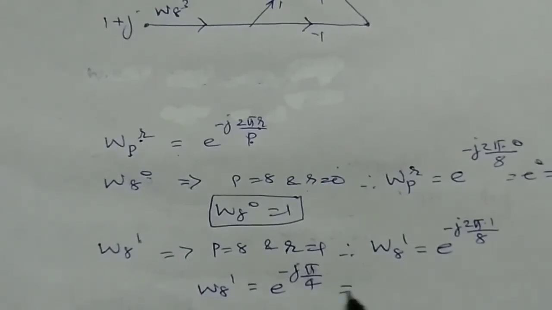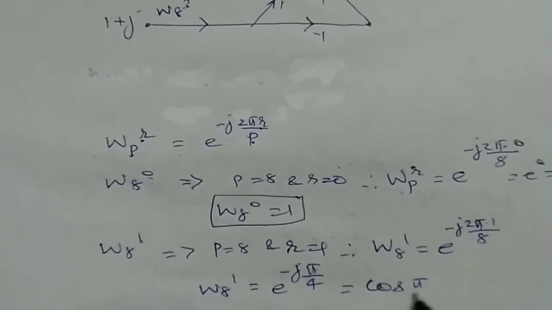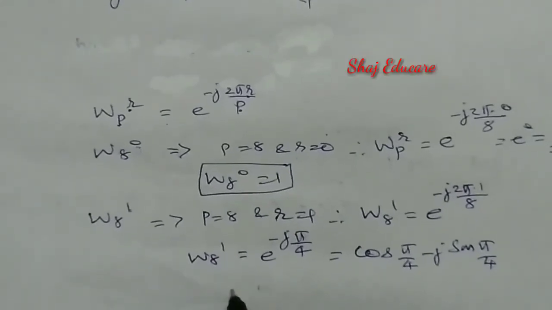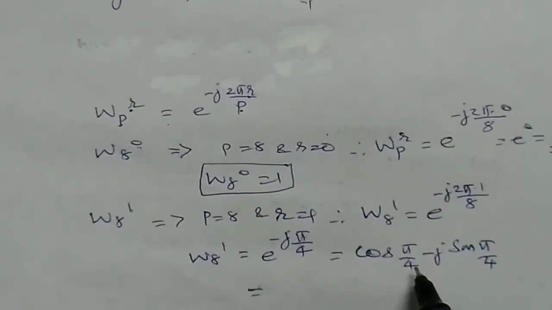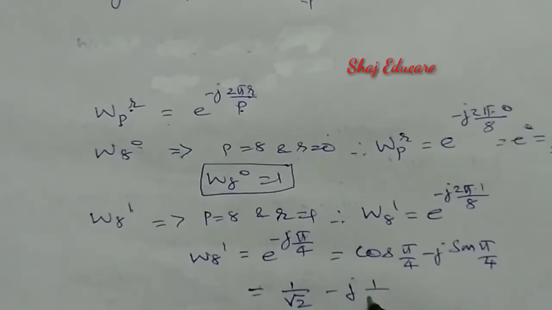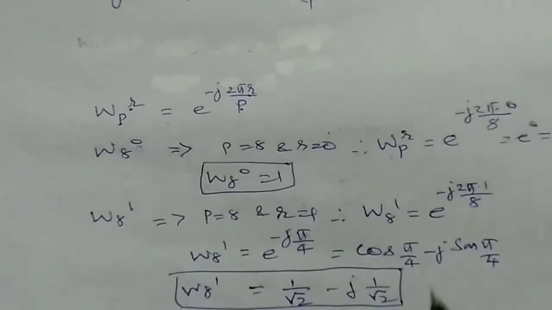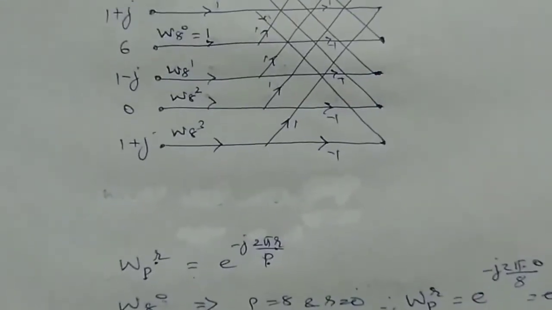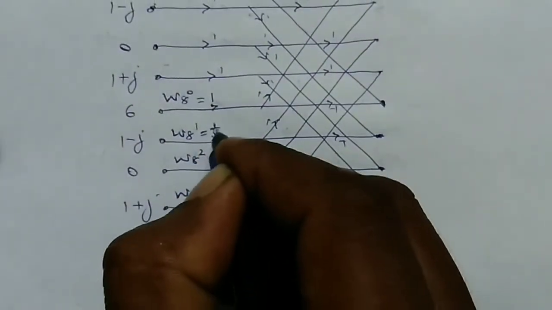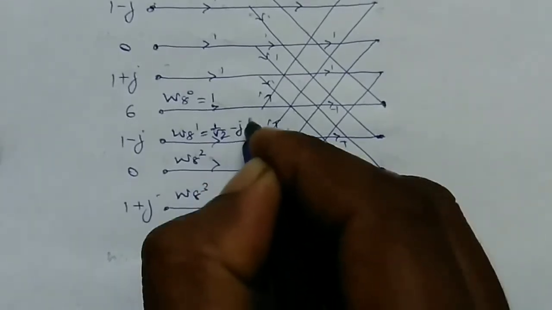hence I'm getting e raised to minus j pi by 4, that is equal to cos pi by 4 minus j sin pi by 4 by Euler's identity. And the result we are getting is, we all know cos pi by 4 is equal to 1 by root 2, minus j, what is sin pi by 4? That is also equal to 1 by root 2. Hence we are getting the result as this one. So let us write the result W8 raised to 1 here. That is equal to 1 by root 2 minus j into 1 by root 2.